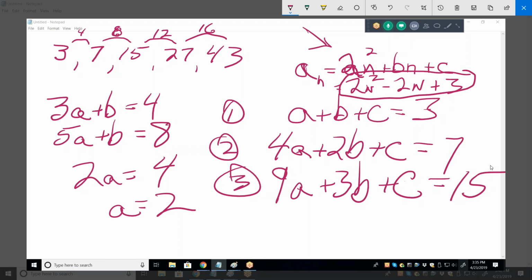Let's just check it with the first few terms here. When n starts out 0, this thing is 3. Or we can start it out 1. Well, I guess we should start it out at 1. When n is 2, we have 8 minus 4 plus 3, that's 7. When n is 3, we have 18 minus 6 is 12 plus 3, that's 15. Beautiful. That is the technique.